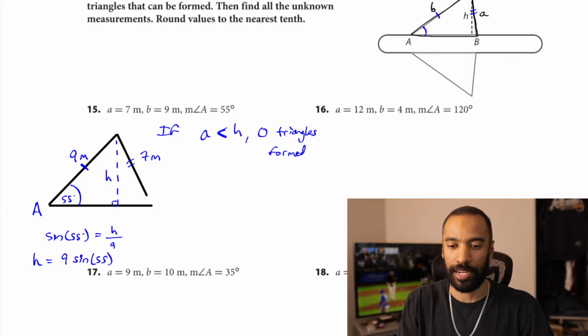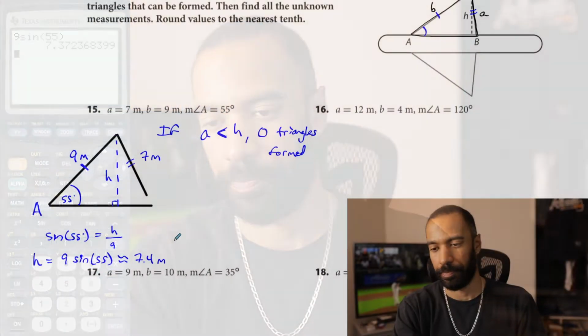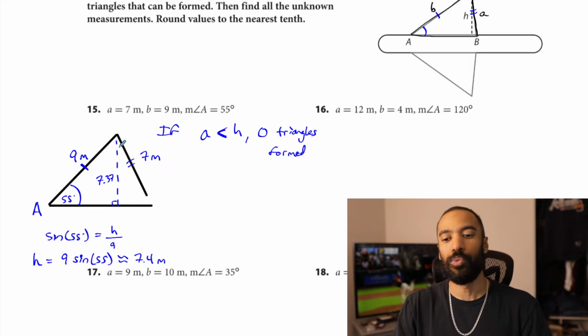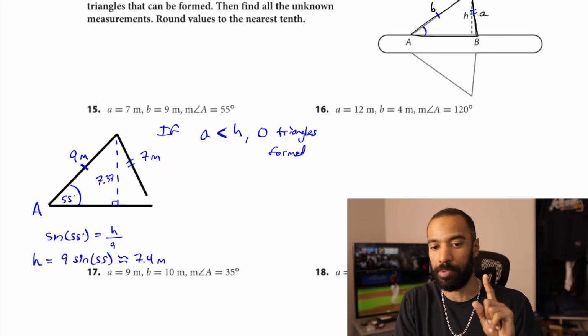But what is 9 times the sine of 55? Let's check it out. 9 times the sine of 55 is 7.37, around 7.4. 7.4 meters. What does that tell us? What that tells us is that the altitude, the shortest possible, I'm going to write 7.37. You really need the whole exact thing. Your value needs to be more than this. If it was 7.3, it's not enough. If it's 7.3623, it's not enough. It needs to be more than this.